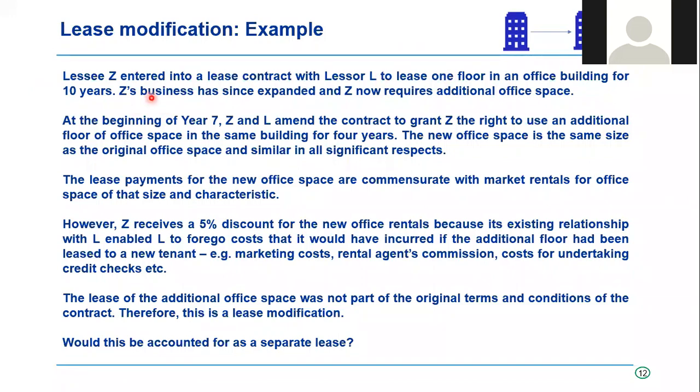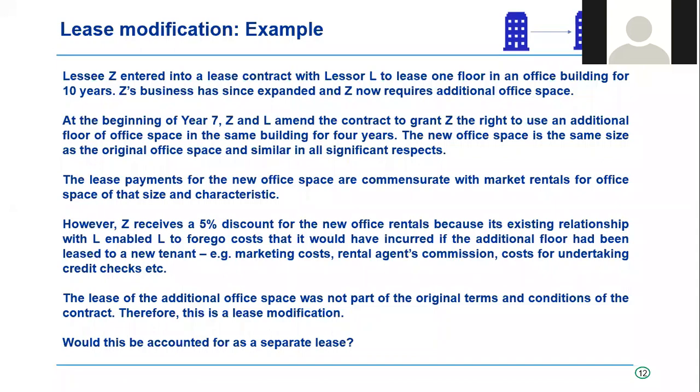The business has expanded. At the beginning of 7 years, the lessor and lessee amend the contract and said, why don't you use one more floor for the balance period of time? Now, what is important is that the lessee says, look, you don't have to go about hunting for a lessee. You don't have to do a background check for what the lessee is going to be. You will save costs on doing an assessment of whether the lessee is genuine, will pay rents on time. Please give me a 5% discount.